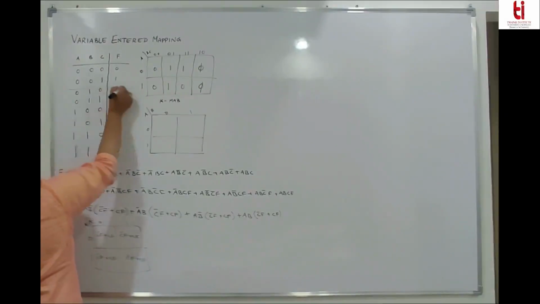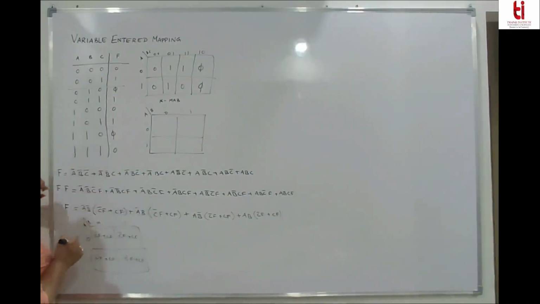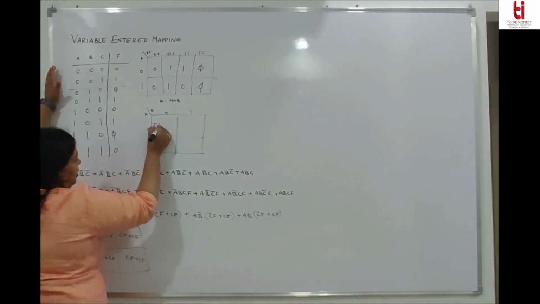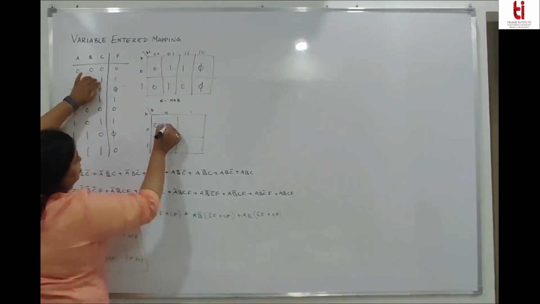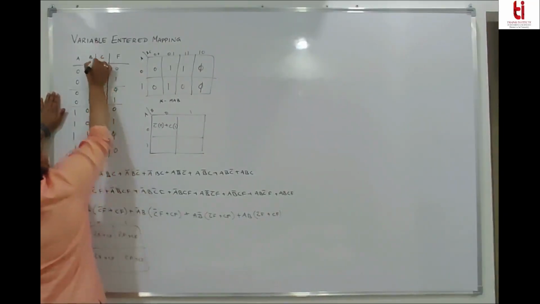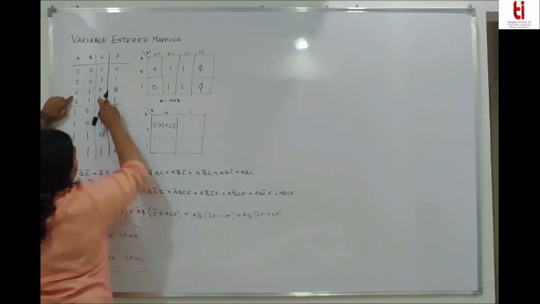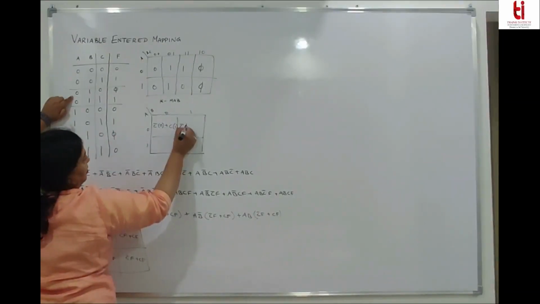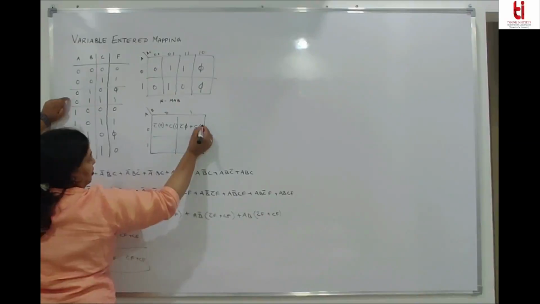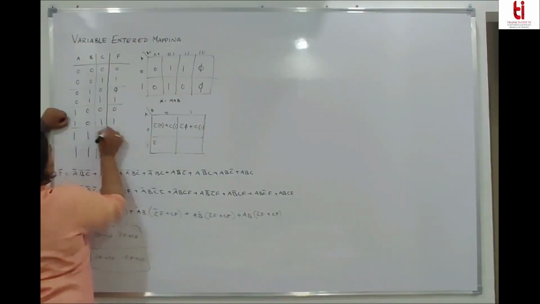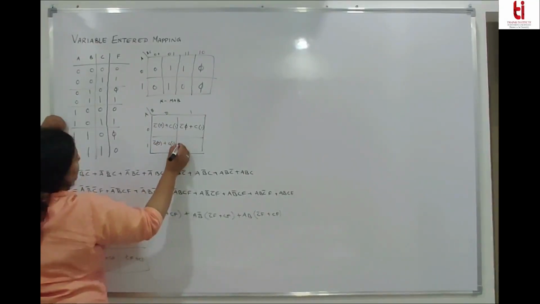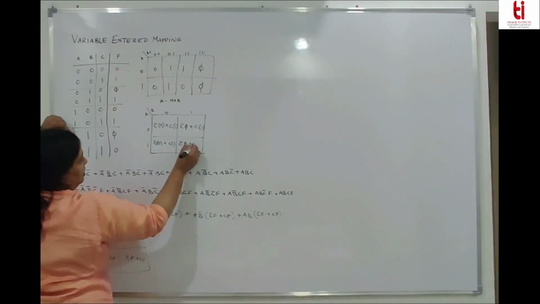So when AB is 0, 0, what is C? For C bar, it is F is 0. C bar, F is 0. And for C, F is 1. Again, for AB 0, 1. For C bar, it is 5. And for C, it is 1. Again for 1, 0, for C bar it is 0, for C it is 1. And for 1, 1, for C bar it is 5, and for C it is 0.